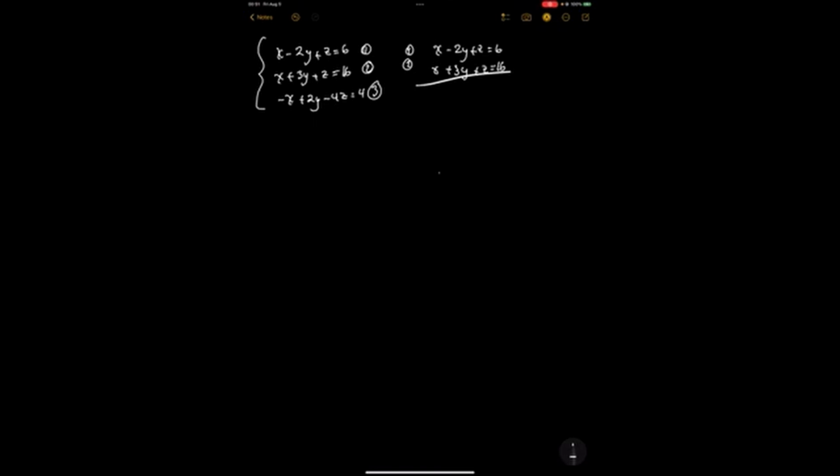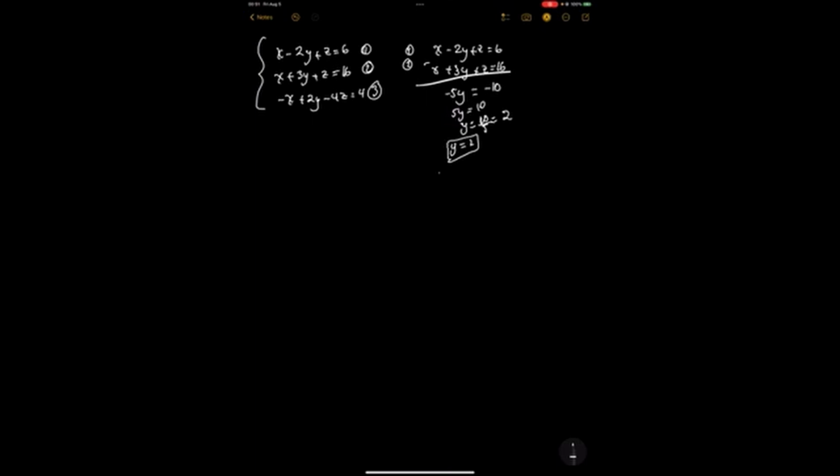So I'm going to have negative 2 minus 3 is negative 5y, and z minus z is equal to 0. So you have negative 5y equals 6 minus 16, which is negative 10. So that means 5y is equal to 10, so y is equal to 10 over 5, which is equal to 2. So now we have the value for y.